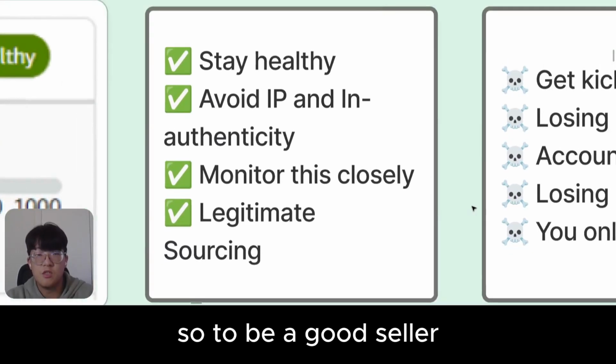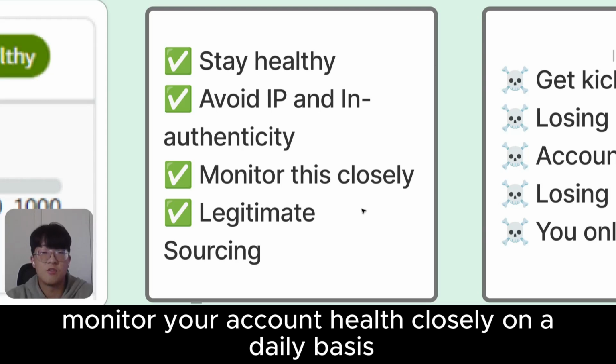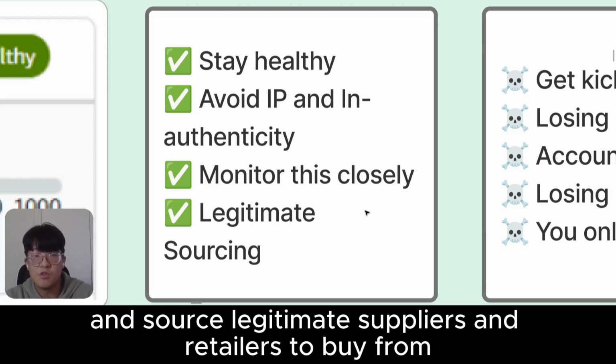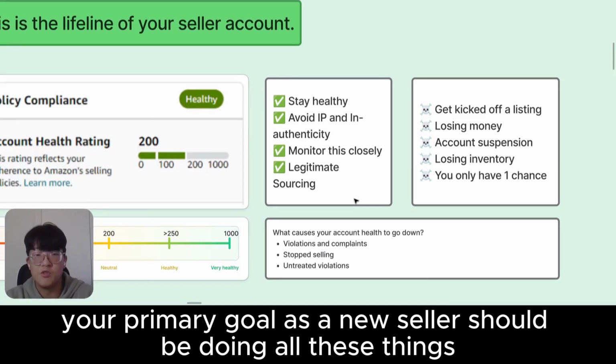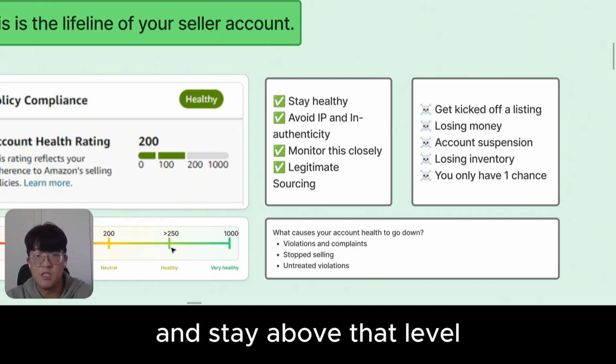So to be a good seller, you need to avoid getting IP complaints or inauthenticity complaints. Monitor your account health closely on a daily basis and source legitimate suppliers and retailers to buy from. Your primary goal as a new seller should be doing all these things and get to 250 in your account health rating as soon as possible and stay above that level.